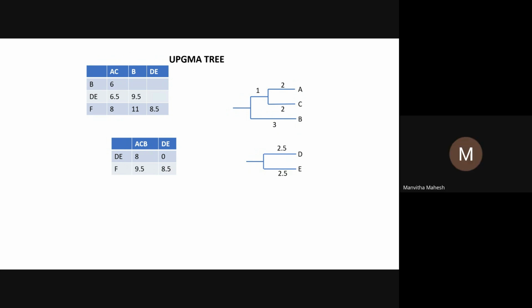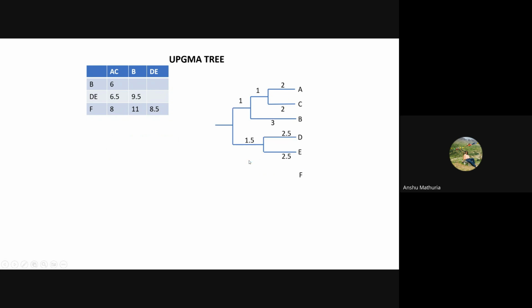Yes, ma'am. We got to know now. So now here, the smallest distance is ACB with DE. So now you are going to combine ACB with DE. That is, this branch will get connected to this branch. And 8 divided by 2 will be 4. So here 2, 1 is already there, 3. So this branch distance will become 1. And here it is 2.5, so it will become 1.5. See, understood? You connected them now.